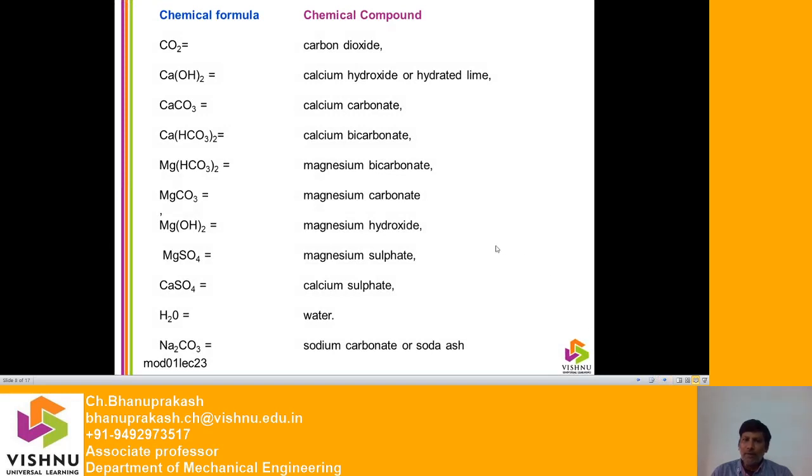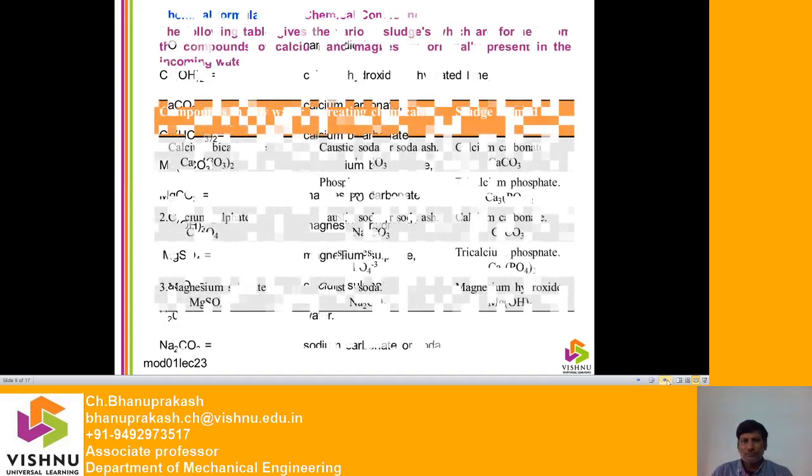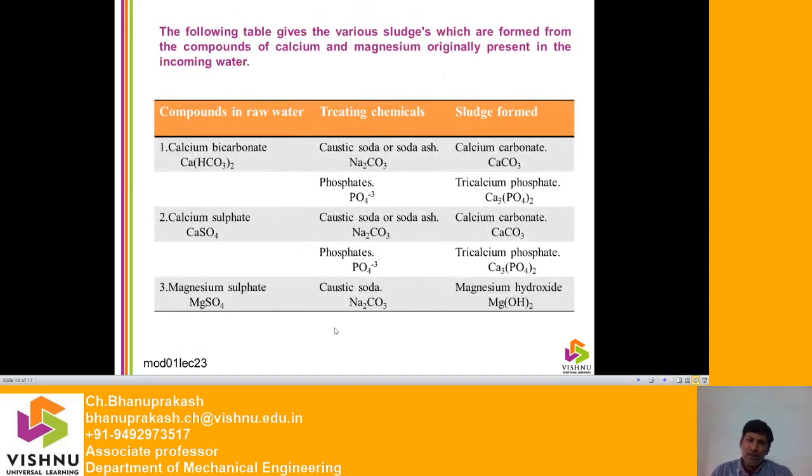So these are some chemical formulas and their chemical compounds. These are the chemical compounds. This can be useful for feed water treatment. Now this is the table. It gives various sludges which are formed from the compounds of calcium and magnesium originally present in the incoming water.